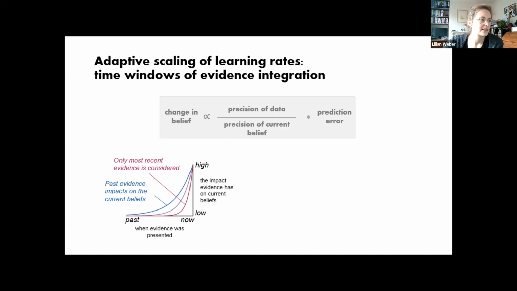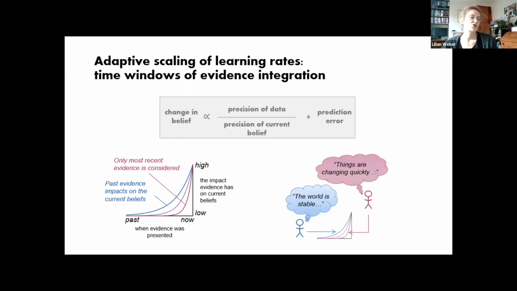You can construct these integration kernels, basically, which tell you, the flatter this is, the further I'm looking back into the past to guide my current beliefs. And we saw that this should ideally depend on your expectations about how stable the world currently is. If you think things are changing quickly, then you should focus on more recent information and the other way around. So keep this thought in mind, because now it will switch to something seemingly very different, but we'll get back to this.